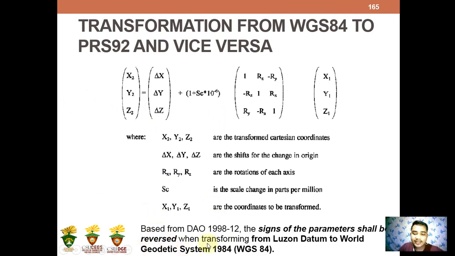So, based on the DAO 1998-12, the signs of the parameters shall be reversed when transforming from Luzon Datum or the PRS-92 to World Geodetic System of 1984. So since kani nga formula is WGS to PRS, for its vice versa, which is PRS to WGS, kinahanglan na to i-reverse. I-reverse na to ang sign of the parameters.